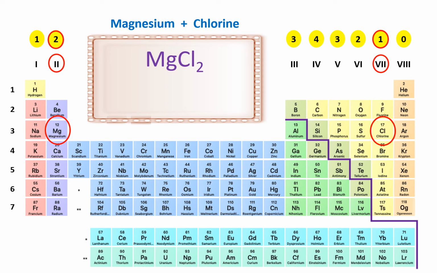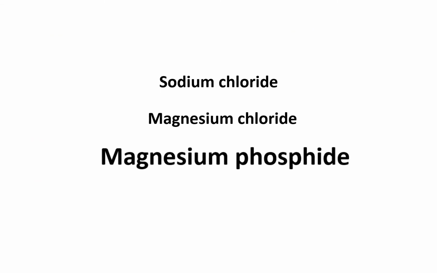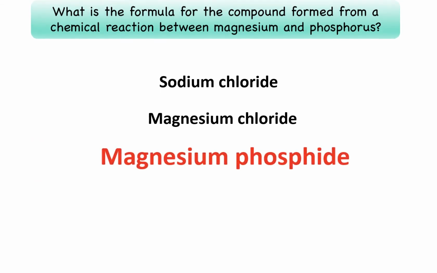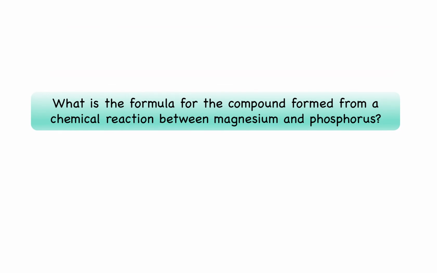And that's what we got when we did it the long way. The name is magnesium chloride. And the last example. What is the formula for the compound formed from a chemical reaction between magnesium and phosphorus?